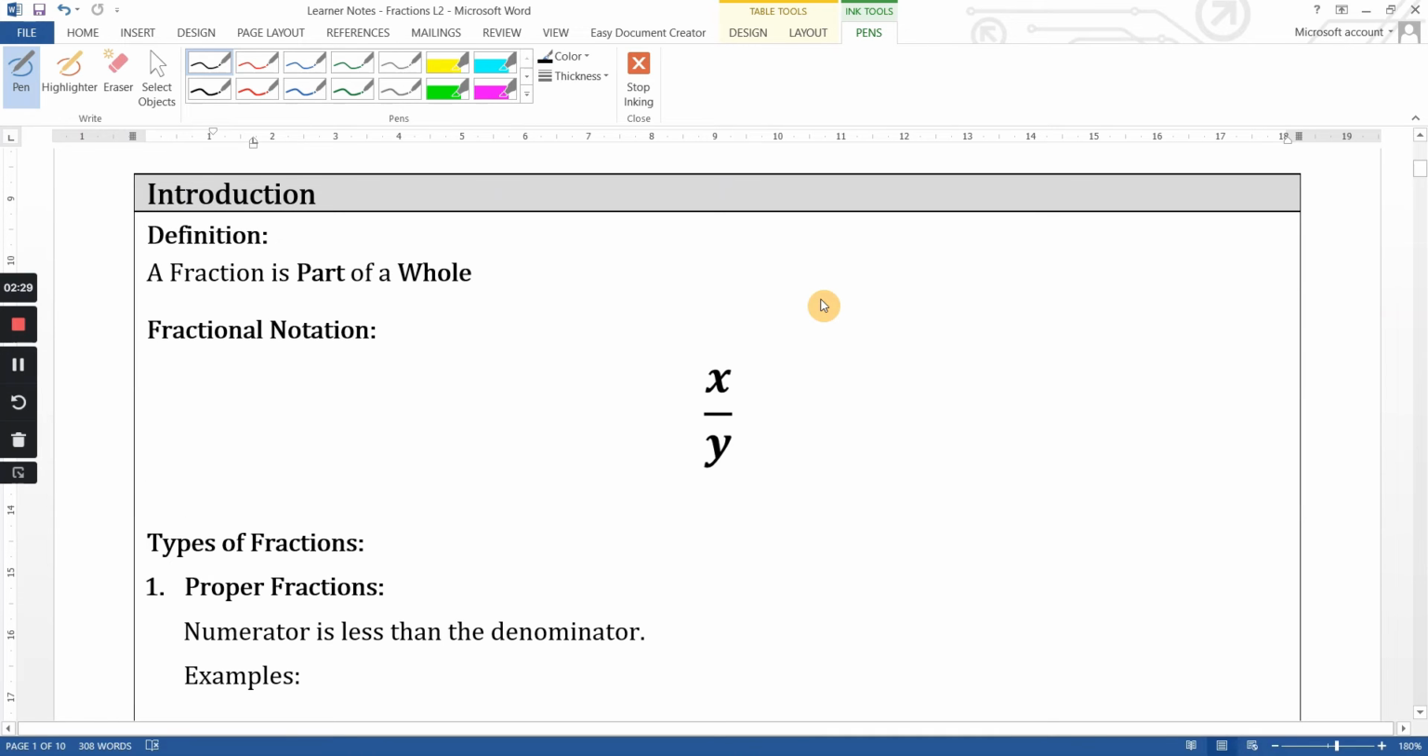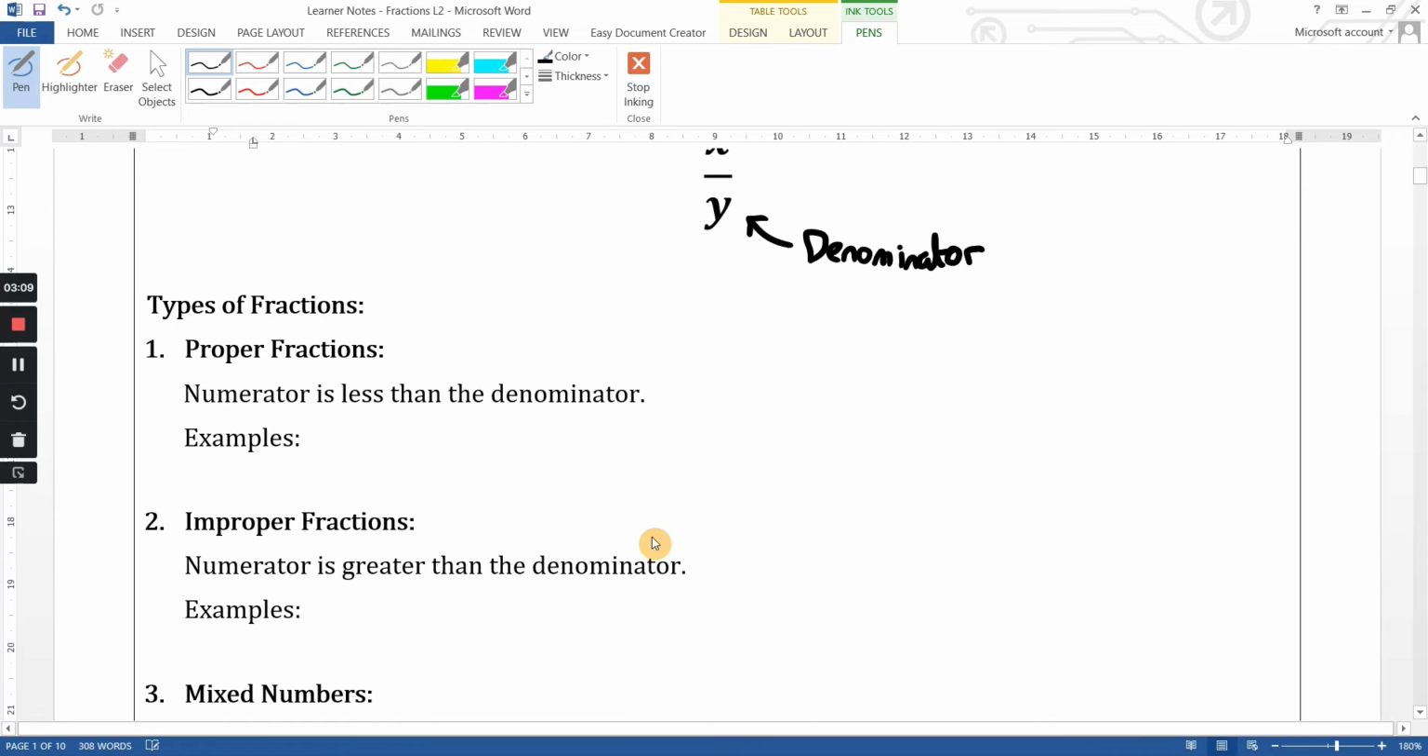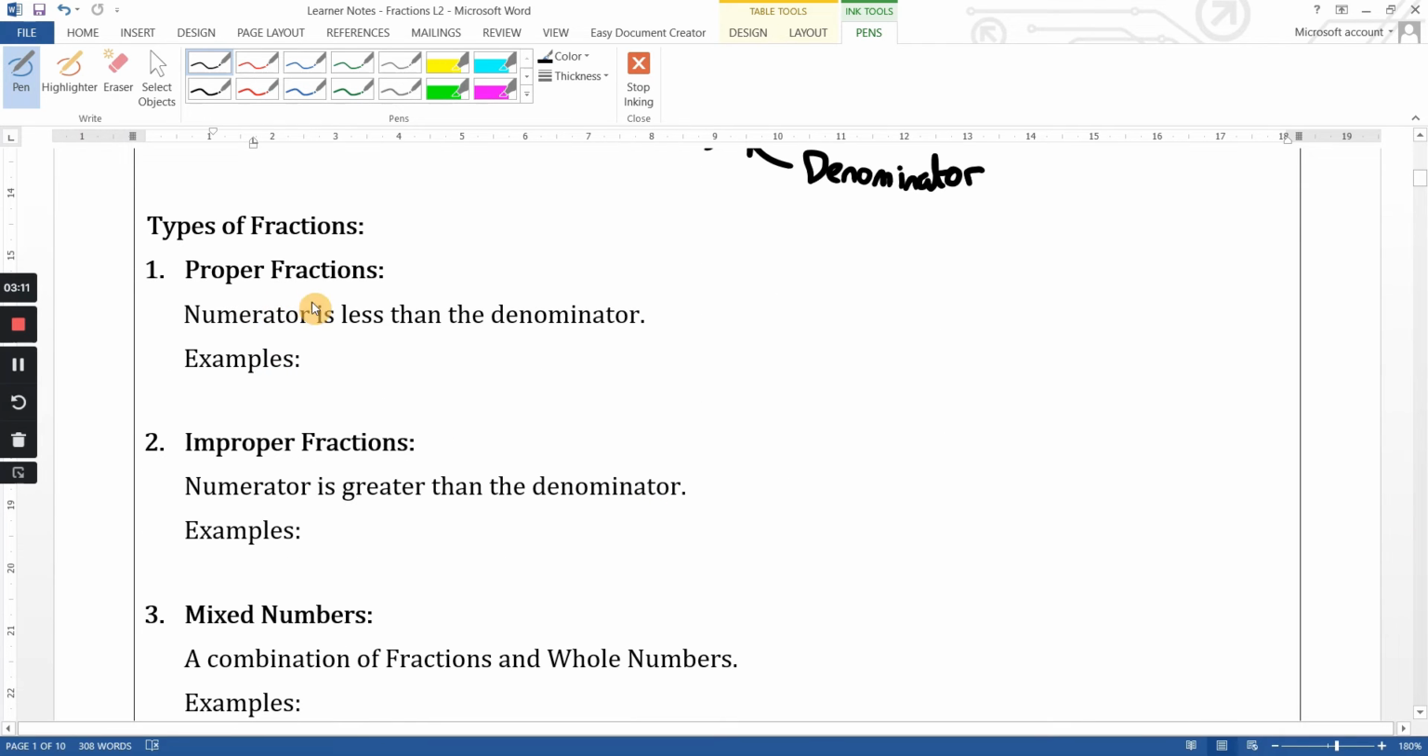So just a bit of an introduction to what a fraction is. Hopefully you should know already. We call the top part of the fraction the numerator, and the bottom part the denominator. And the different types of fractions that you do get are proper fractions, which are normal fractions. So for example, things like a half, a third, or 2/3. So the numerator is less than the denominator.